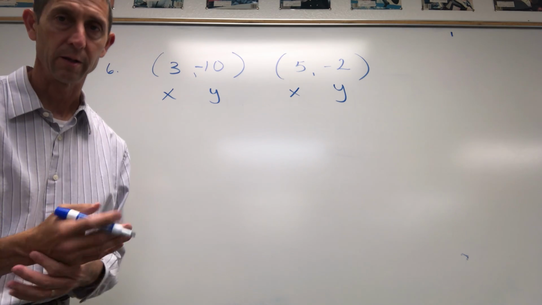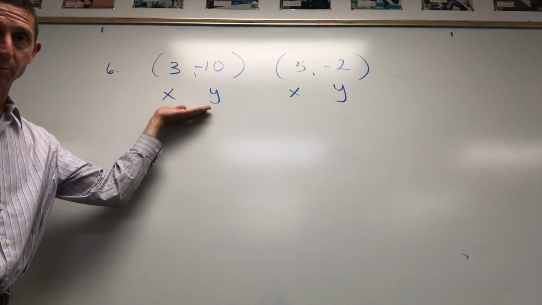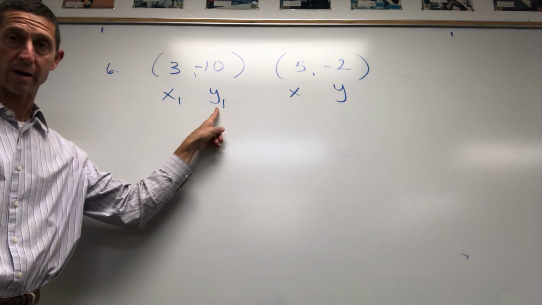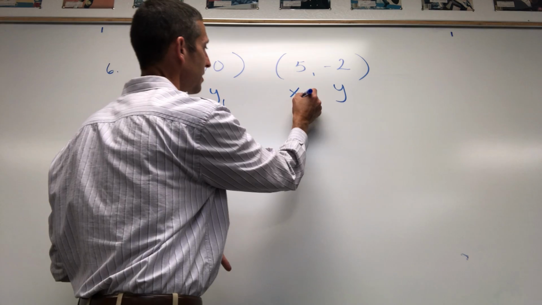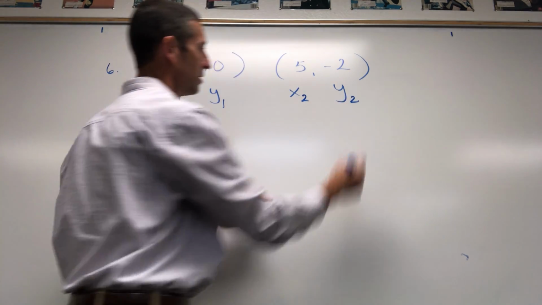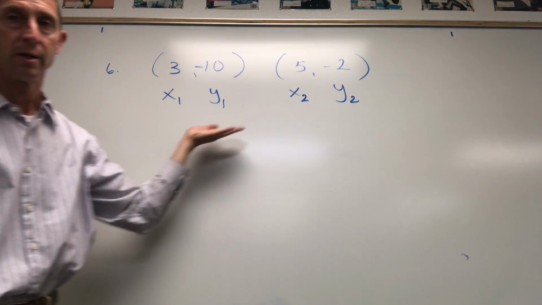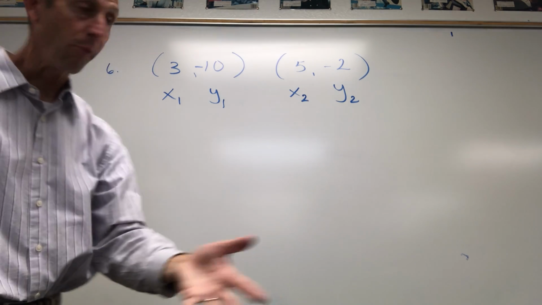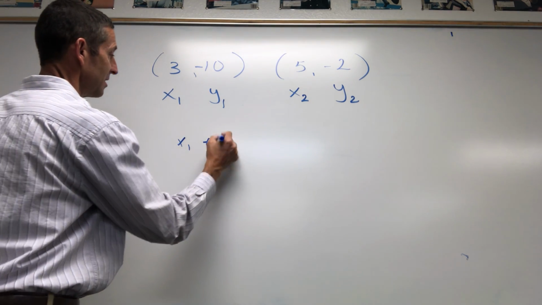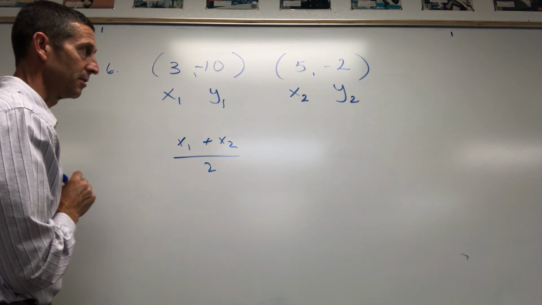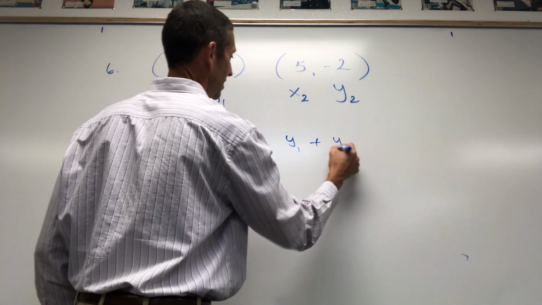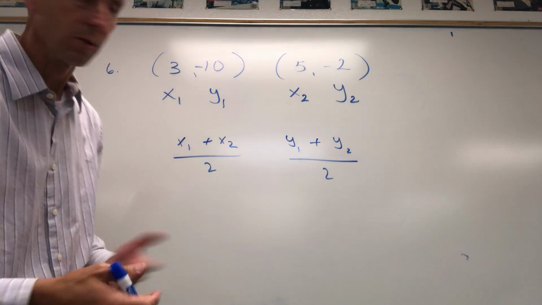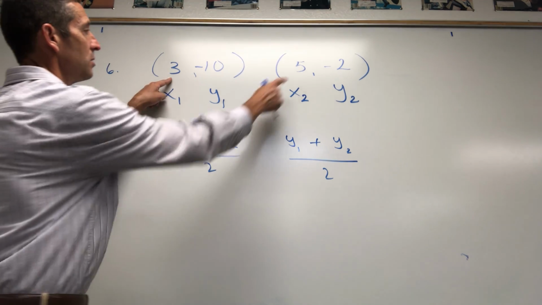X coordinate, y coordinate. Now this is my first x and y, so I label this x1, y1. First x, first y. This is my second ordered pair, so here's x2, y2. Now I have my formula, takes the two x's and adds them together, and the two y's, and adds those together, and then we come back and divide by 2. So let's just plug them in, x1 and x2.